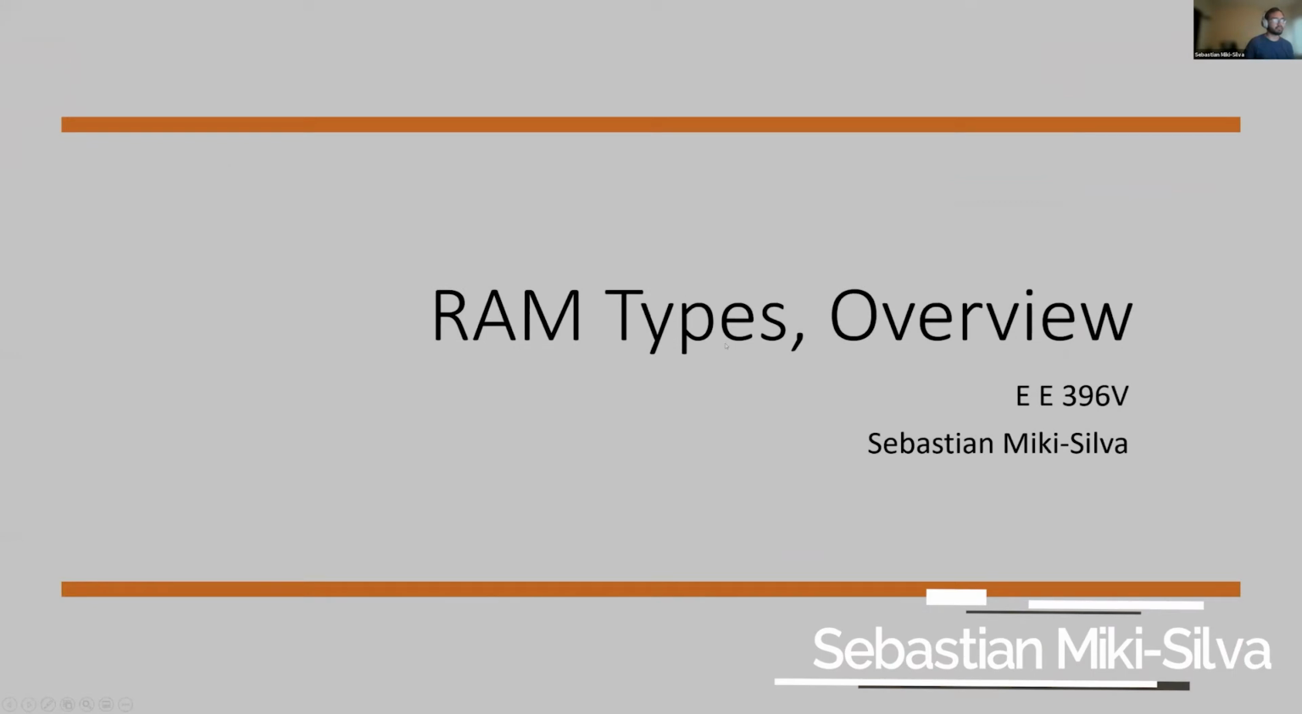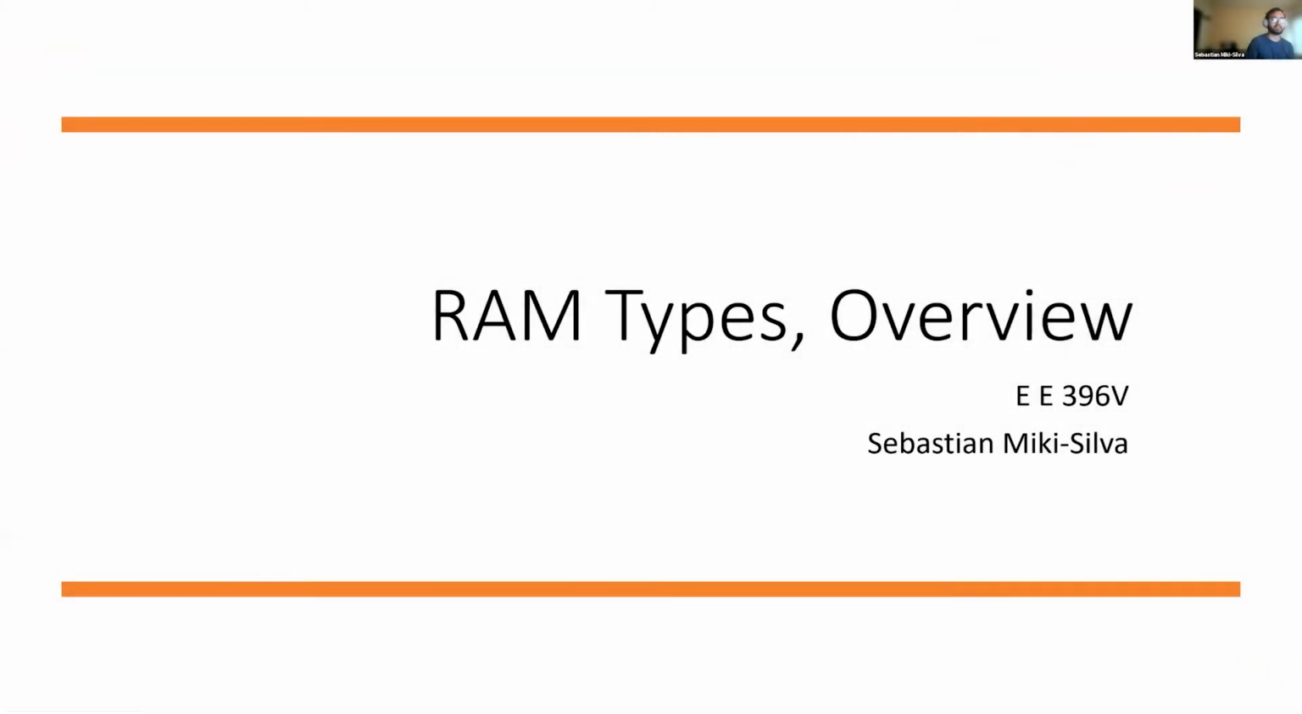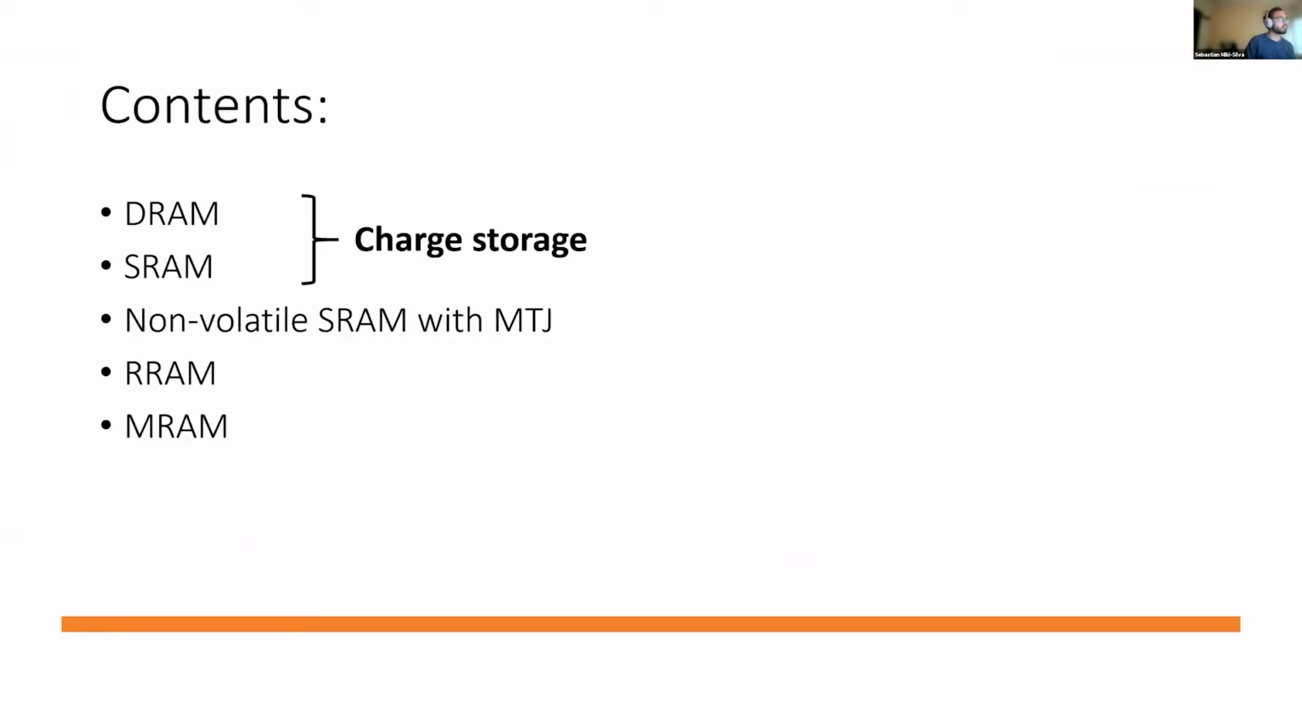My name is Sebastian. I'm going to be talking about some of the RAM types that I found. I'm going to go over some of the more current ones like SRAM and DRAM, and then some of the newer ones that I found, like MRAM, obviously. And then there's this sort of interesting one that I found. It's a combination of SRAM, but implementing MTJs to make it non-volatile.